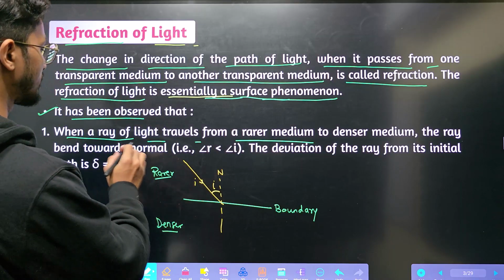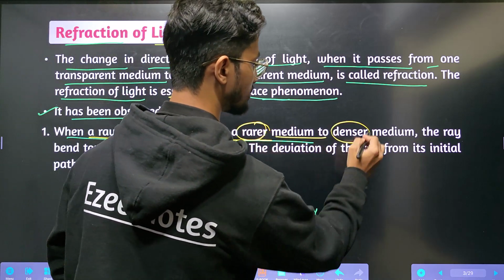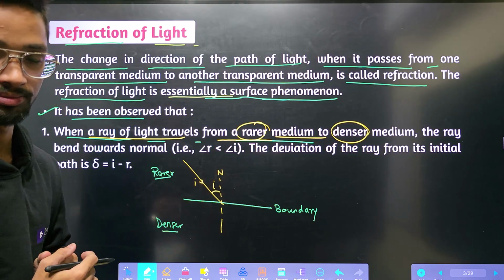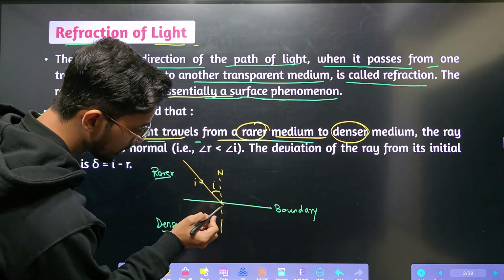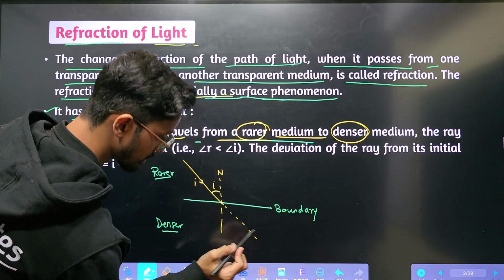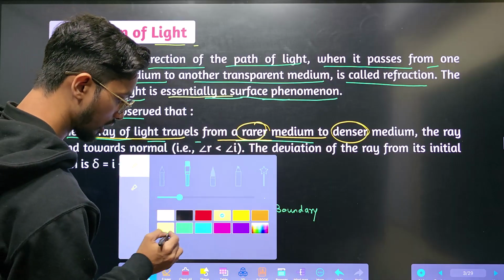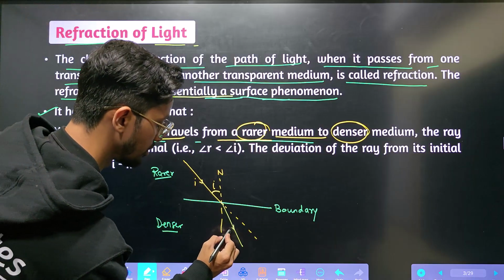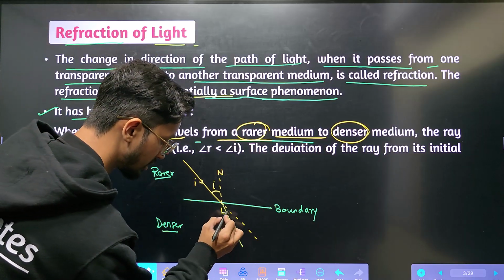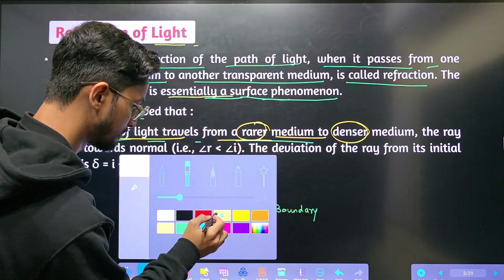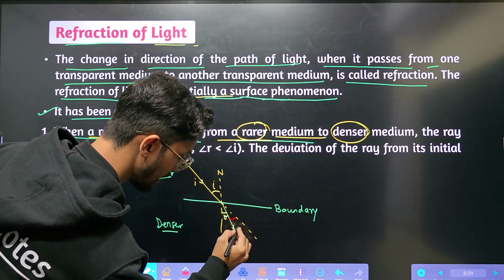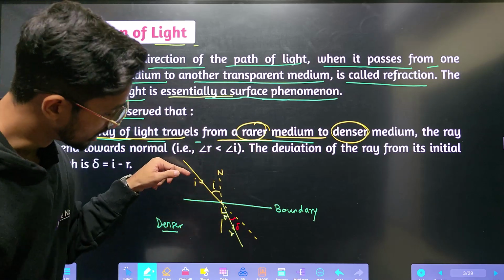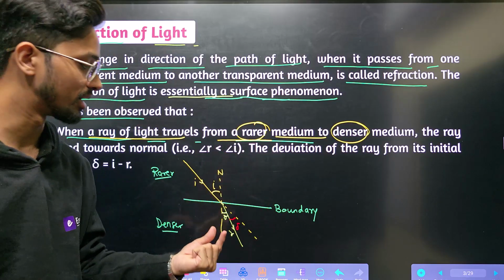Now what happens when the ray of light travels from rarer to denser medium? When it travels from rarer to denser medium, it bends towards the normal. Instead of going in this way, it will bend towards the normal like this. This will be the actual path of the refracted ray. So this is the refracted angle, and this is the angle of deviation, by how much angle it is deviated. The ray was deviated from its actual path by an angle known as delta.